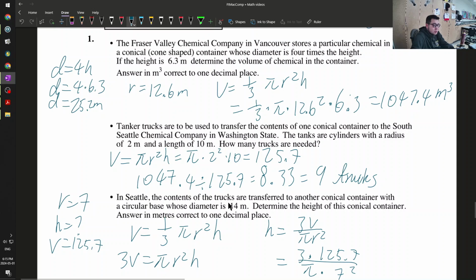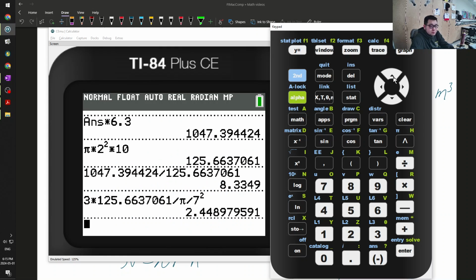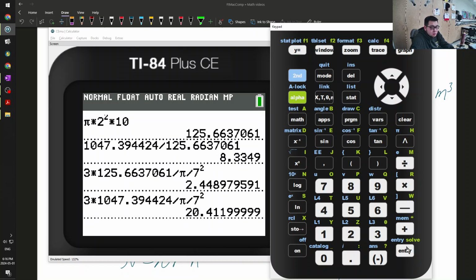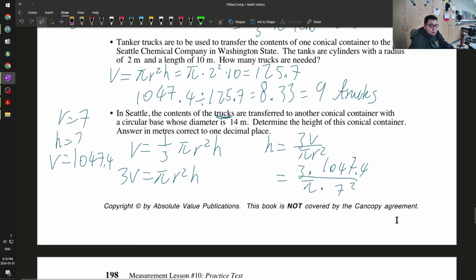Oh, the contents of the trucks. So all the trucks, so what is my volume? My volume is 1047.4 instead. So we use the stuff from my first calculation. So 3 times 1047.4 divided by pi divided by 7 squared gives me 20.4 meters.